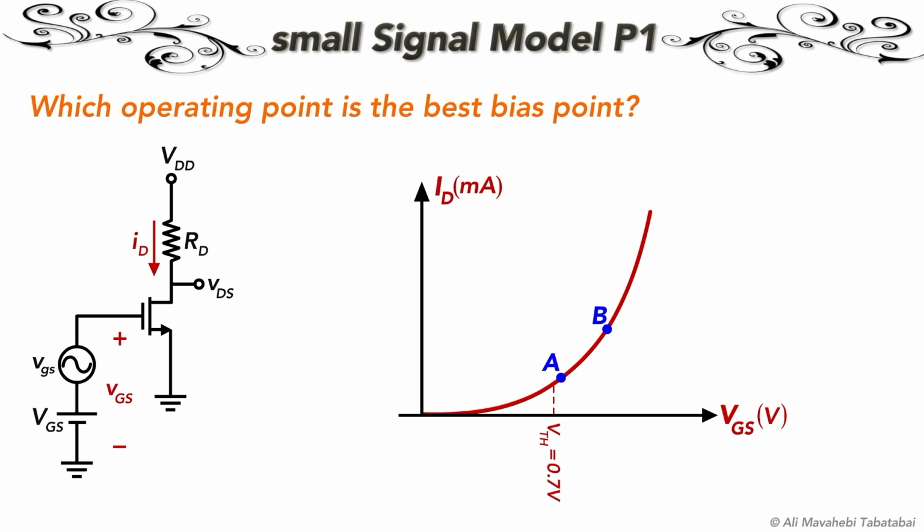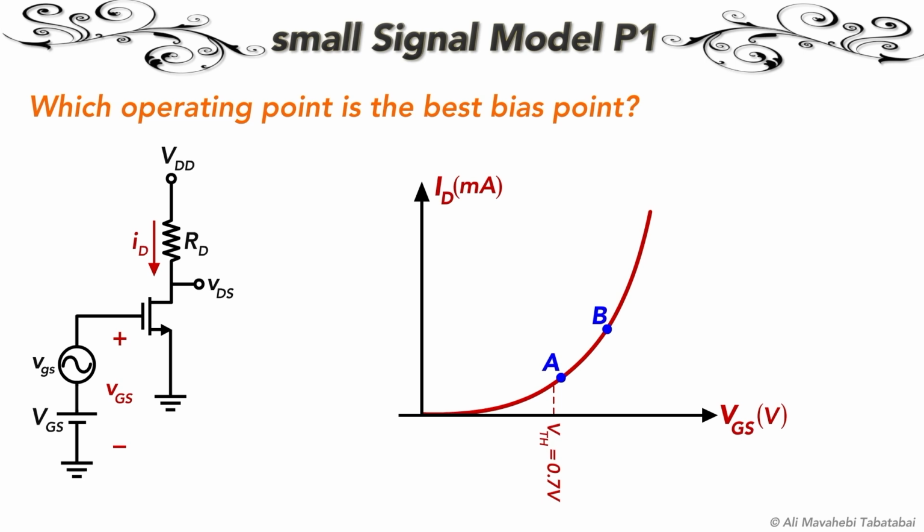Does it mean that we always bias all transistors at points with the highest possible slope? The answer is no. When we bias this transistor at point B, we'll get a higher amplification, but at the same time, the DC bias current is higher, which means that the circuit consumes more power compared to the case when it is biased at point A.